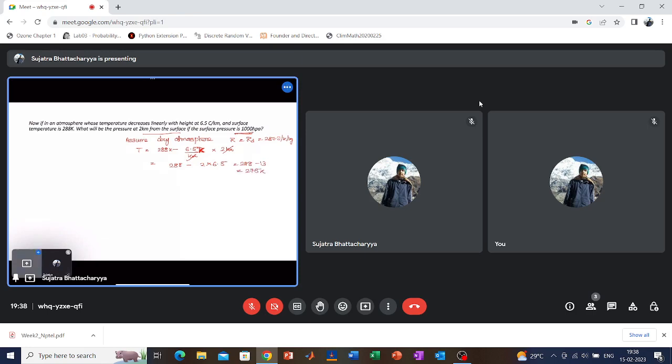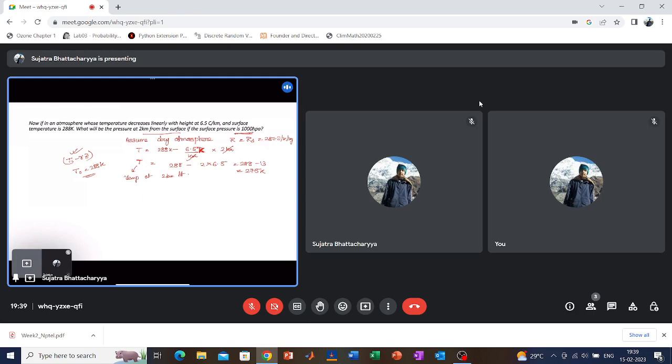Fine. So we have found out the temperature at 2 kilometer height. I have found out T0 minus gamma Z. What is T0? Given 288 Kelvin. Right? So this is now done.